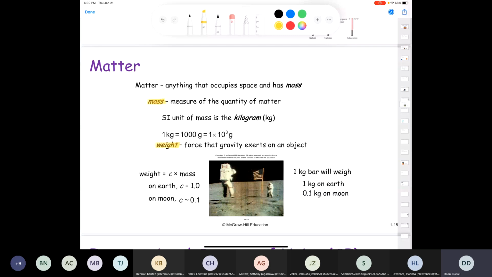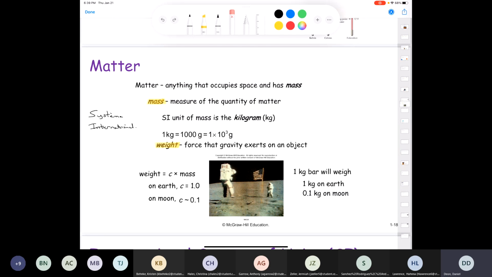Now, if you're wondering, what is a SI? SI stands for Système International, or the international system, which is assigned a unit that is agreed upon by the scientific community. So the standard unit of mass for the scientific community is the kilogram, which we abbreviate lowercase k, lowercase g. Now, in 1 kilogram, there are 1,000 grams. So 1,000 grams in 1 kilogram, or 1 times 10 to the 3. If you want to express 1,000 in scientific notation, that is how you would do it.